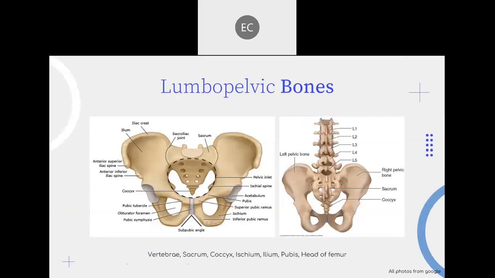Okay, so first we'll take a look at the bones. The pelvis consists of the ilium, ischium, pubis, and coccyx. The pelvic girdle is responsible for transferring load to and from the upper and lower body, and it supports the weight of the body, serves as connection points for muscles, and protects the organs.